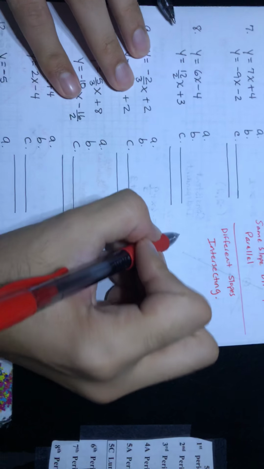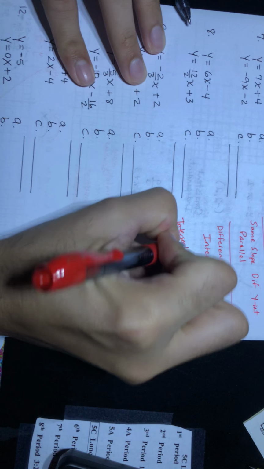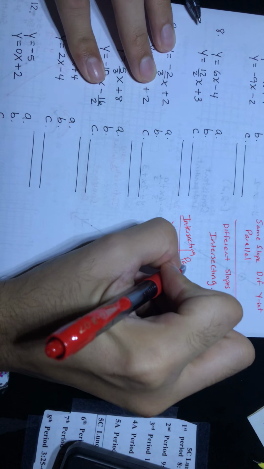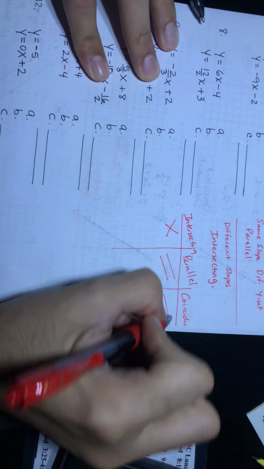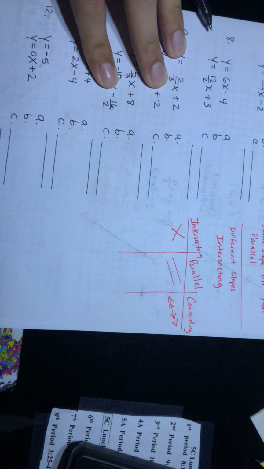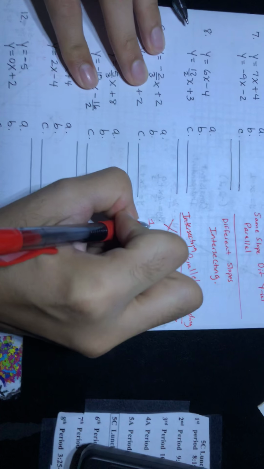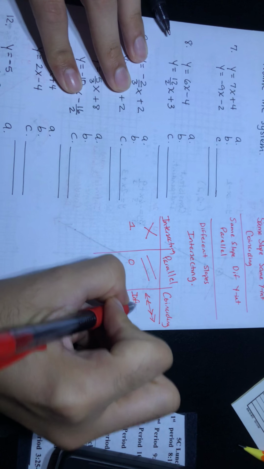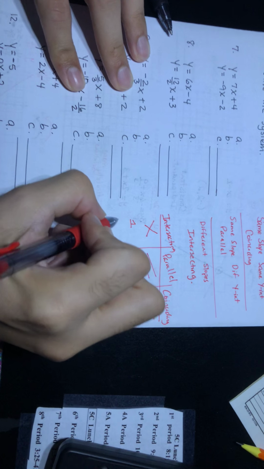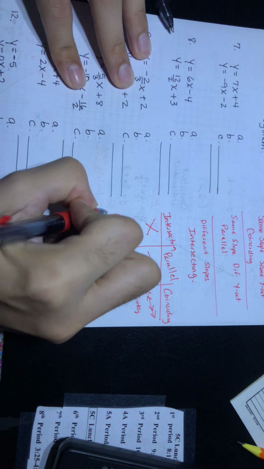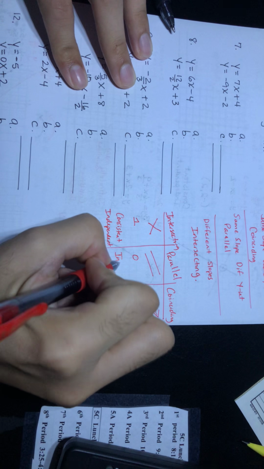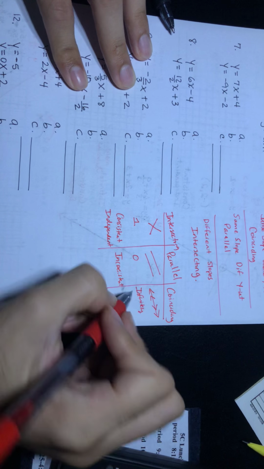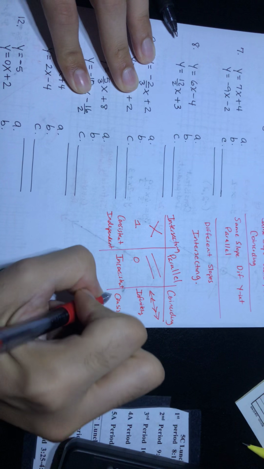So let's remember the chart that I did. So this was intersecting lines look like this, parallel look like this, and coinciding look like this. Okay, so this has 1 solution, 0 solutions, and infinitely many solutions. And this is going to be consistent, independent. This is going to be inconsistent. And this is going to be consistent, dependent.